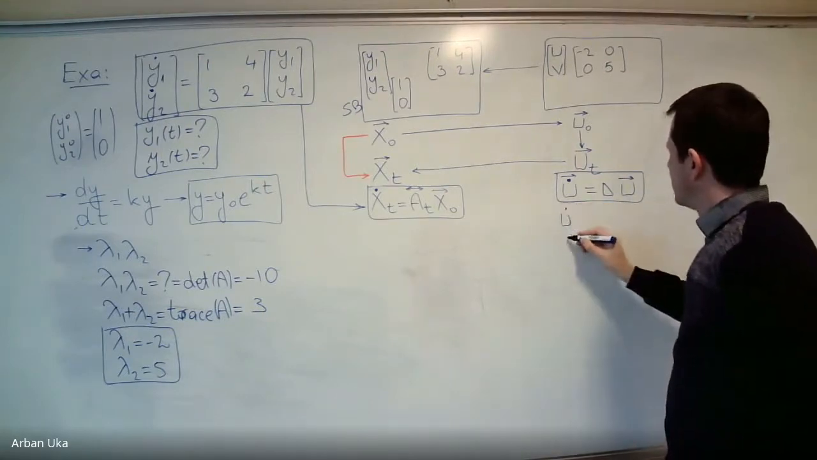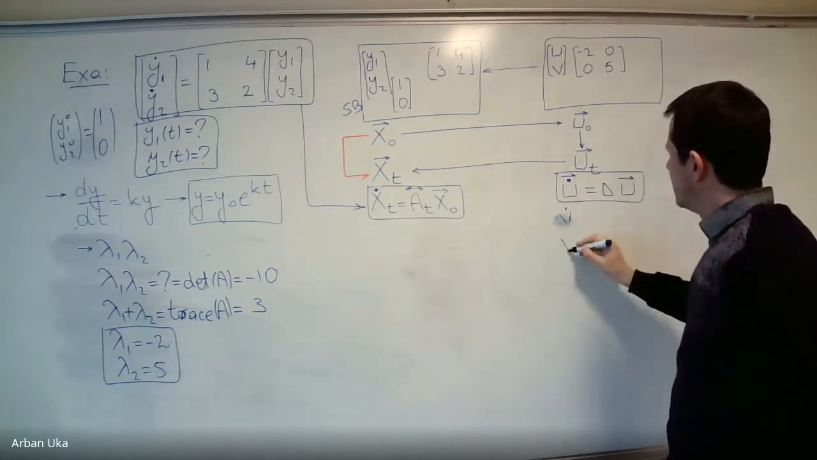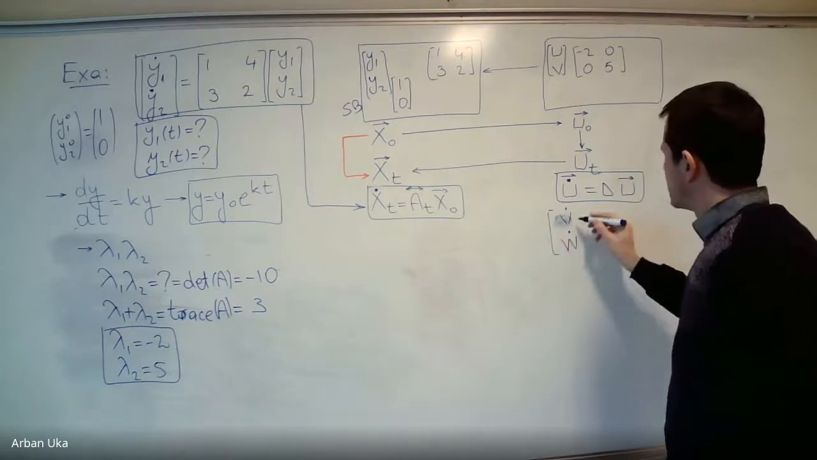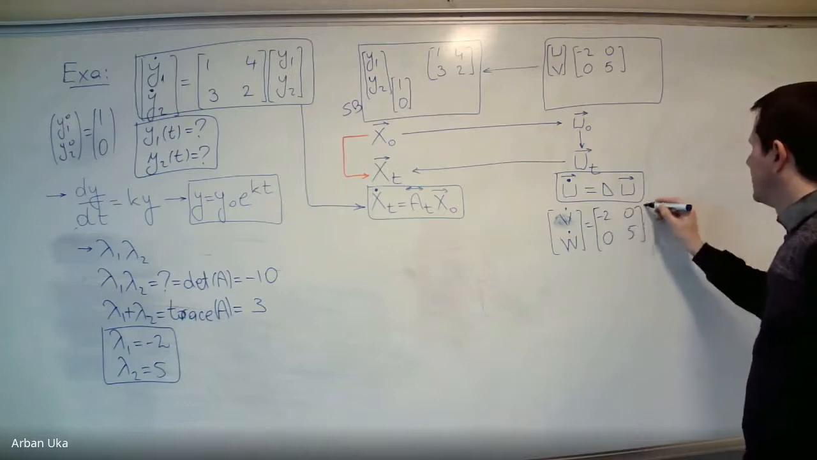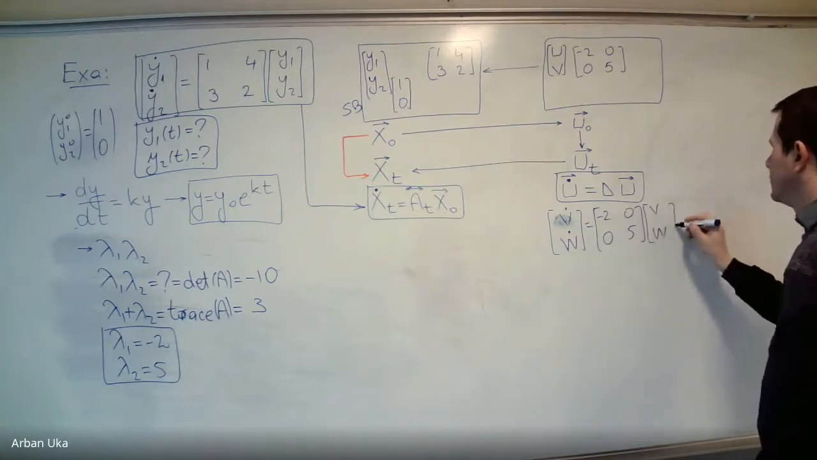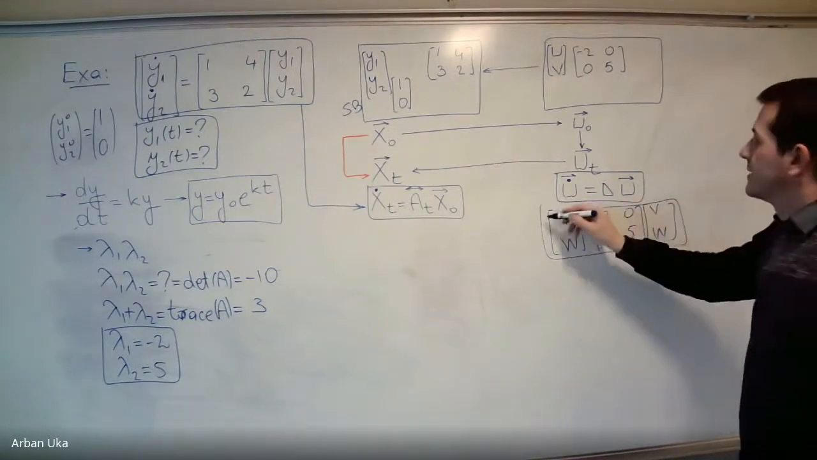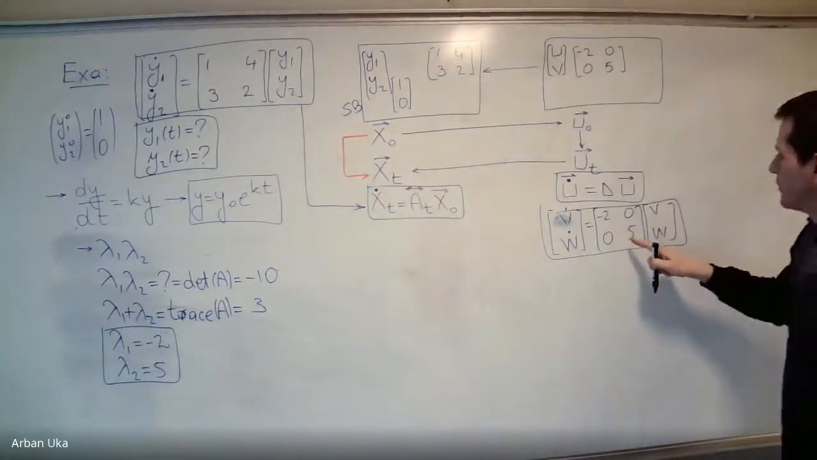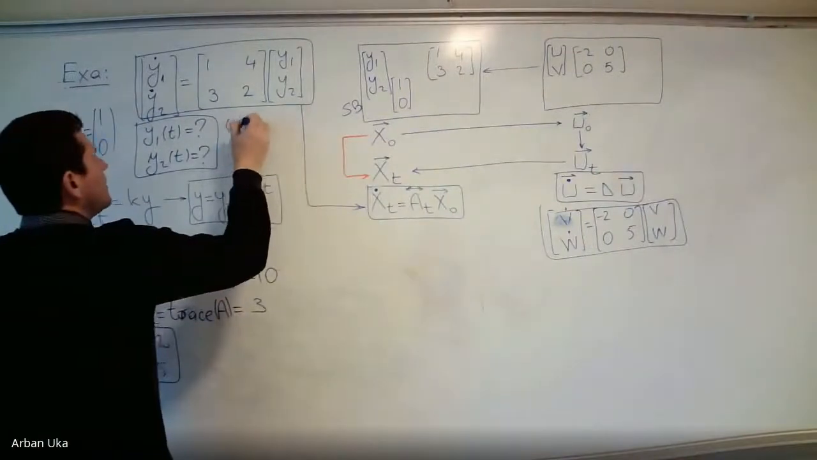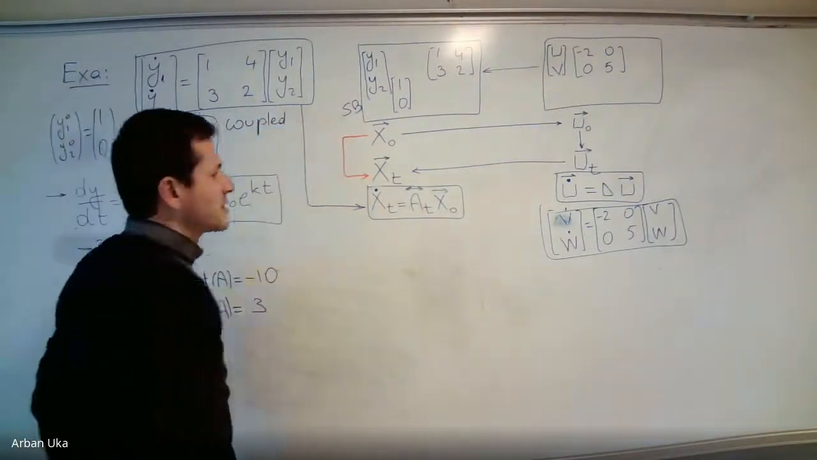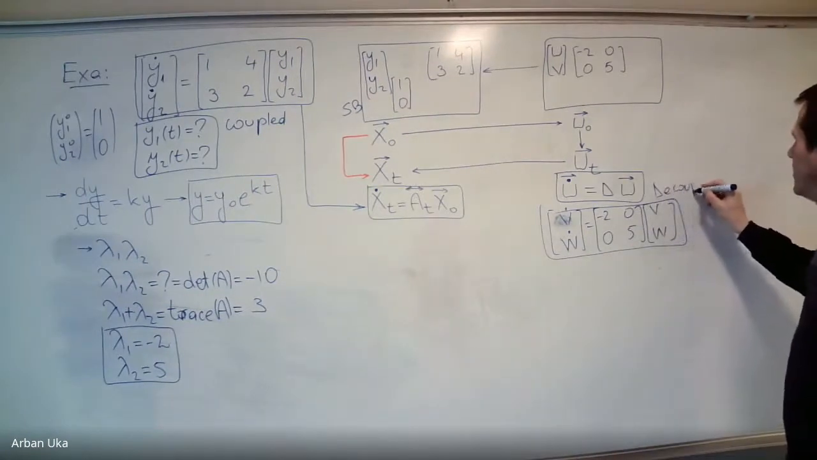Now that we have this matrix, then we say the following. We say the derivative of v, and the derivative of w, this is a vector, is equal to a matrix which is -2, 0, 0, 5, times v, w. Okay, these are just variables. What is the first equation? This one here is equivalent to this. Which one is more simple? So this system here is coupled. So it's intermixed. This one is decoupled. And that's what we wanted to do.